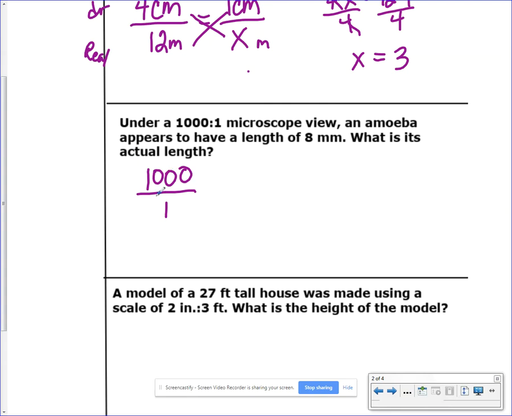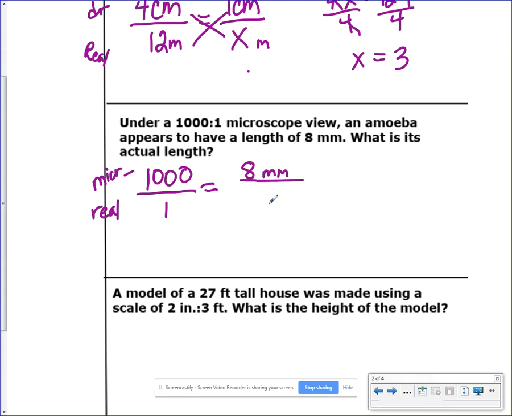The 1,000 is the amplified big picture that you are seeing through the lens. So this is under the microscope. This is how big it looks, but in reality, the real thing is probably pretty small. Duh, that's why you're using a microscope. It says an amoeba appears to have a length of 8 millimeters. That means under the microscope, it looks like it seems to have a length of 8 millimeters.